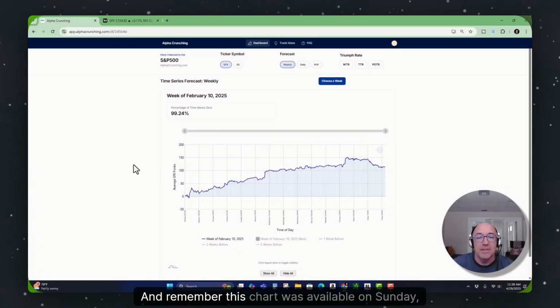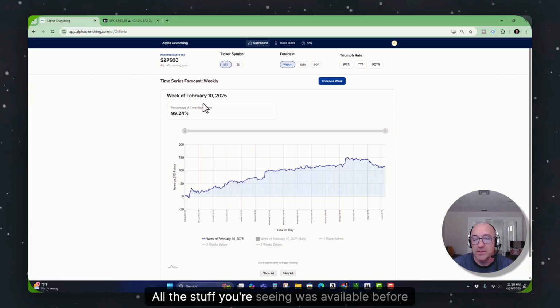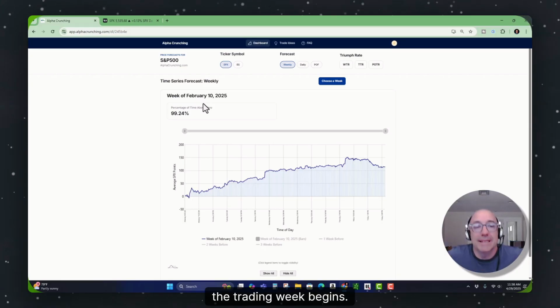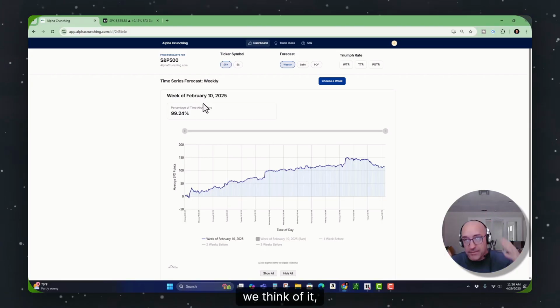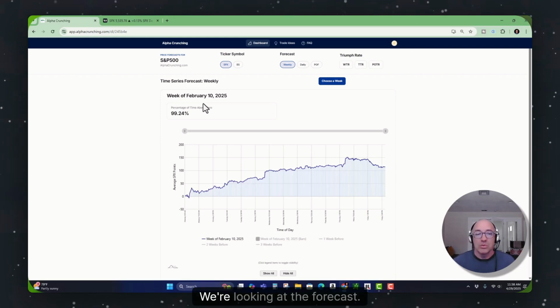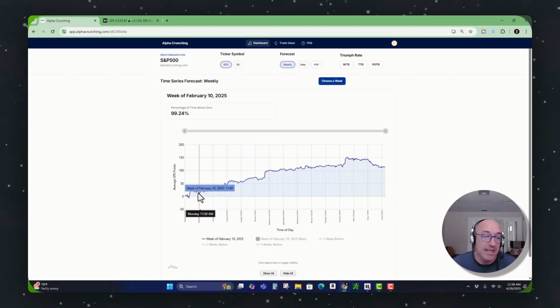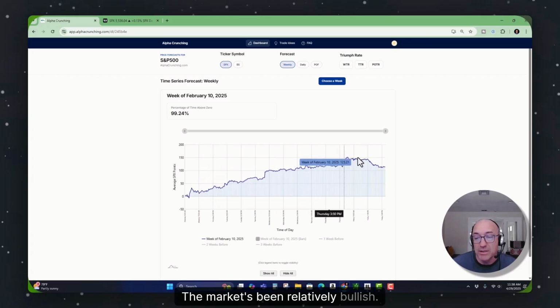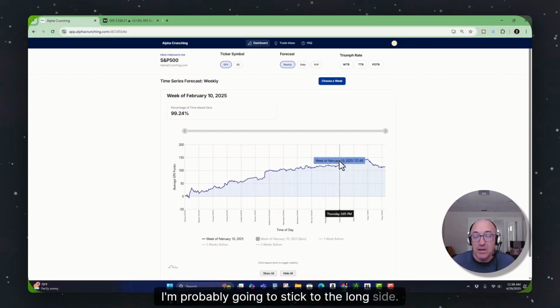And remember, this chart was available on Sunday, February 9th. All the stuff you're seeing was available before the trading week begins. So we think of it, it's Sunday, the February 9th. We're looking at the forecast. We're saying, hey, okay, net, the market's been relatively bullish. I'm probably going to stick to the long side.